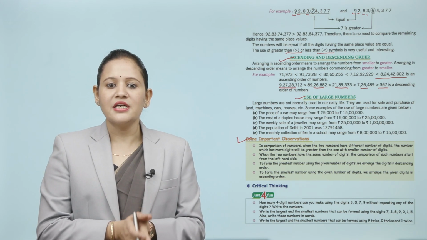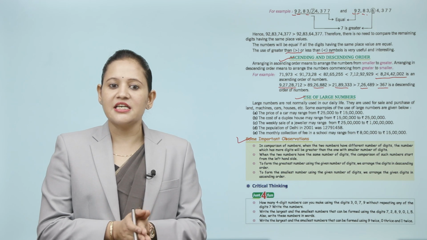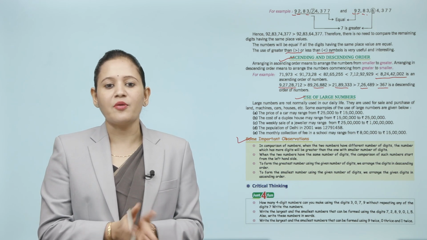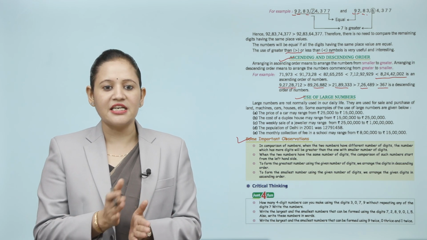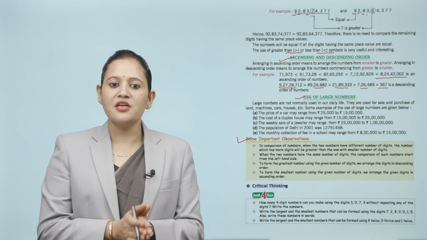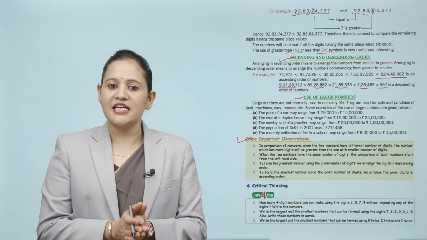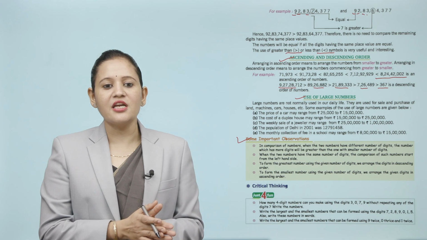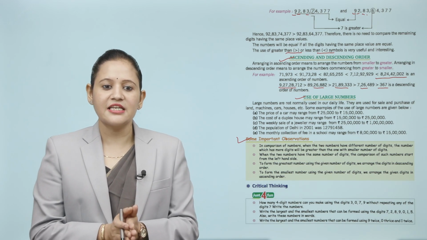To form the greatest number using the given digits, arrange the digits in descending order. If we have to form the greatest number, we have to arrange the digits in descending order. To form the smallest number using given digits, we arrange the digits in ascending order. अगर small number form करना है, so we have to arrange the digits in ascending order. Next, critical thinking.